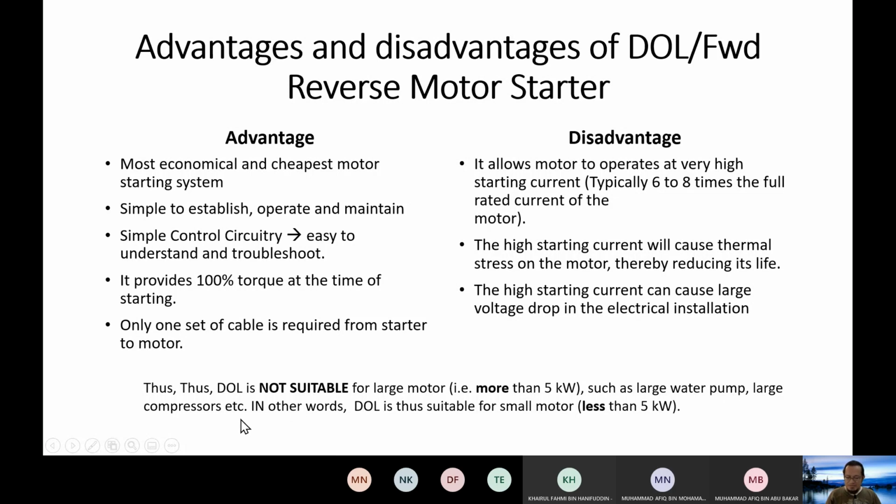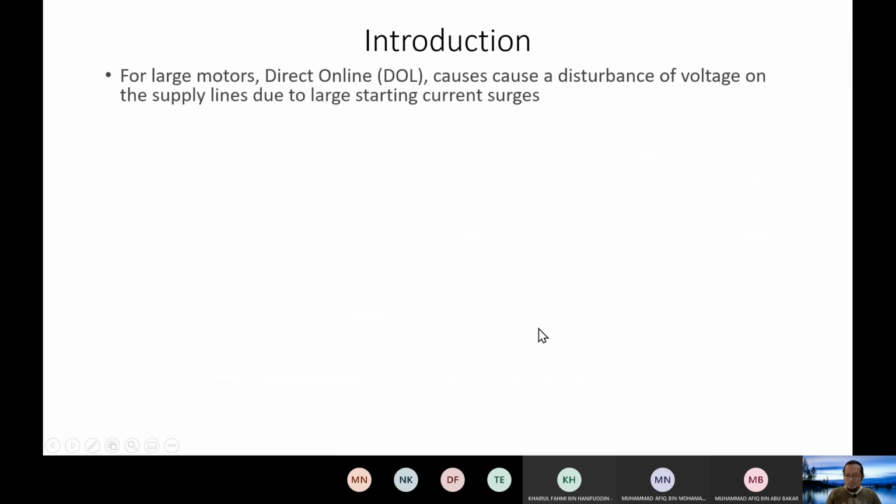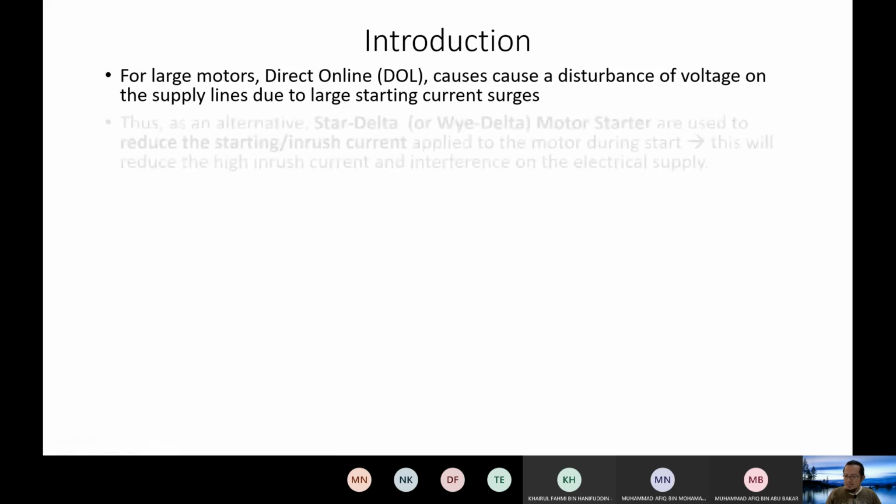Okay. So in other words, direct online forward reverse is only suitable for small motors, less than 5 kilowatt. Because the higher the power of the motor, the higher the starting current. The higher the starting current, the higher the impact you will have on the winding as well as the system. So okay, this is what I just said just now.